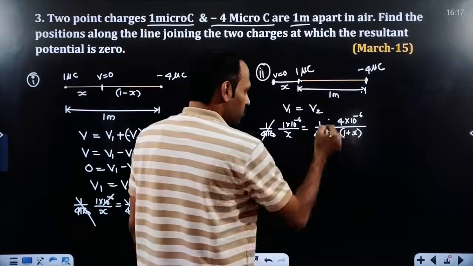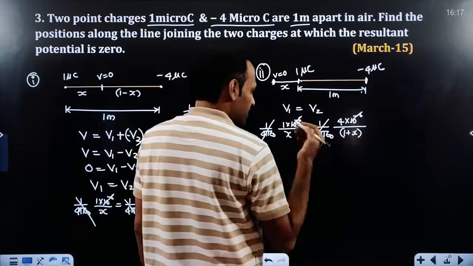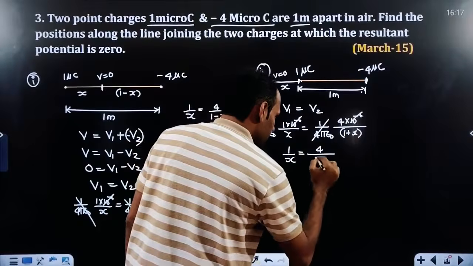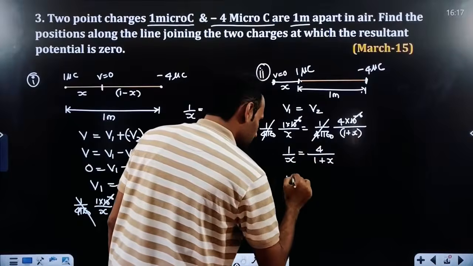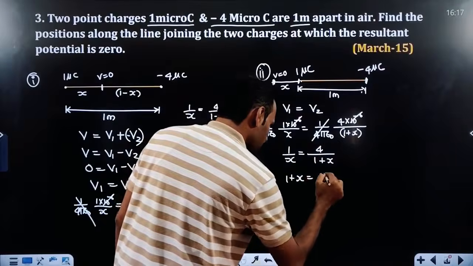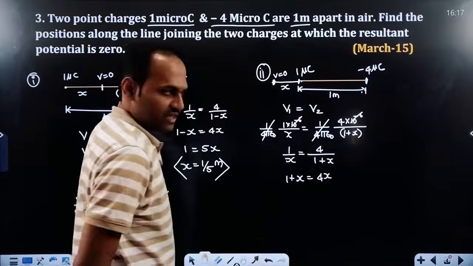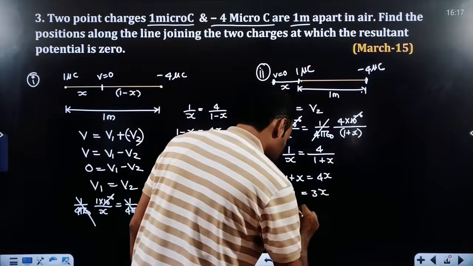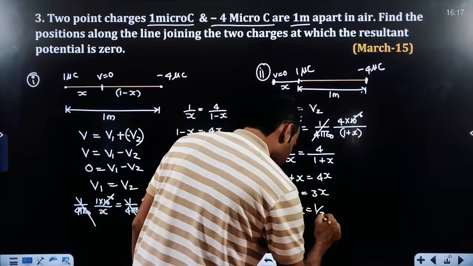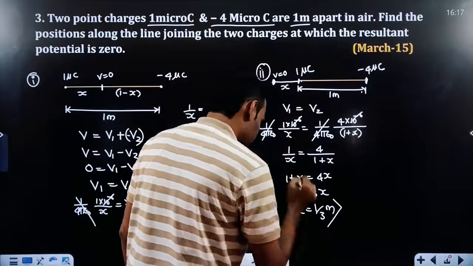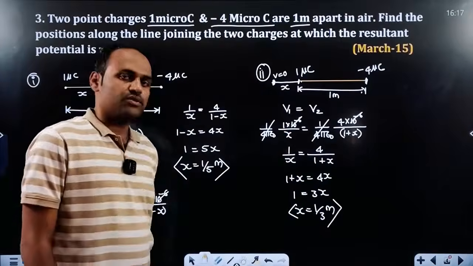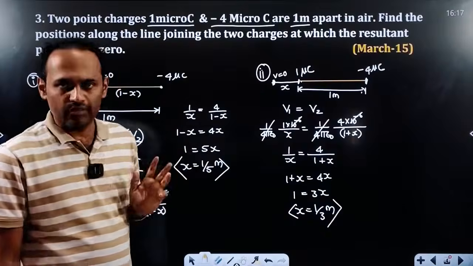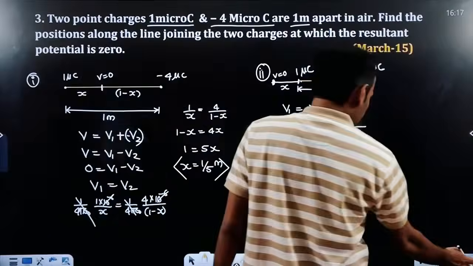Okay, 1 by 4 pi epsilon naught and 10 raised to minus 6 cancel out. So what will I get? I will get 1 by x is equal to 4 divided by 1 plus x. Cross multiply, you will get 1 plus x is equal to 4x, correct? Take that x on that side, you will get 3x. So x will be equal to 1 divided by 3 meter. So these are the 2 points at which we will get the electric potential 0. Clear? Okay, we'll go to the next question then.